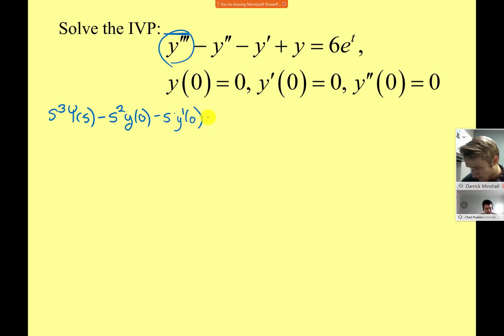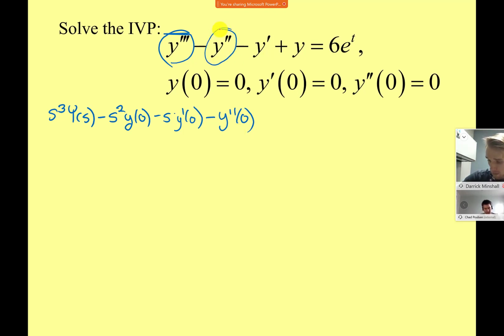Then take, and they're all subtract, and then decrease the s by another factor of s so it's gone, and increase the derivative by 1. So that's the pattern for whatever order you're trying to take the derivative of.